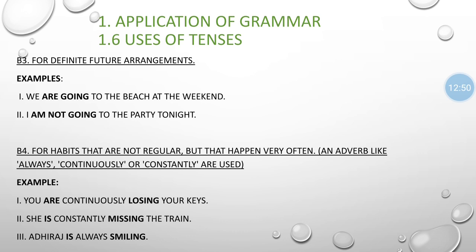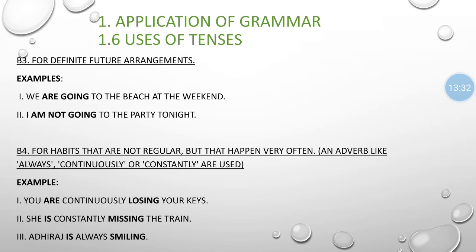For habits that are not regular but that happen very often, an adverb like always, continuously, and constantly is used. It means for a habit that is not a regular habit, but the action happens very often. Sometimes, but its intensity is more. At that time the present continuous tense is used. You are continuously losing your keys. The action of losing keys is continuous. That's why the present continuous tense is used.